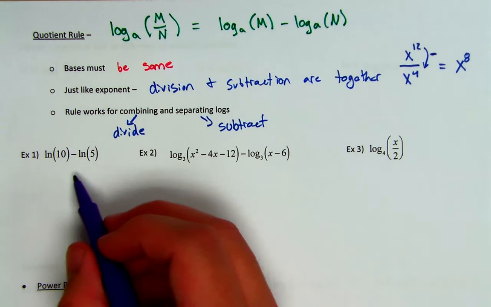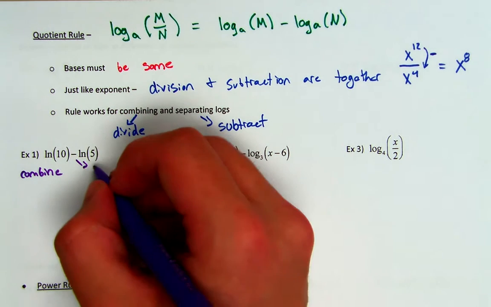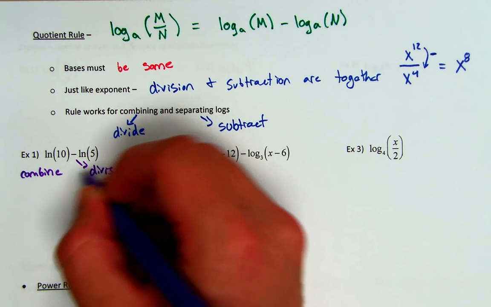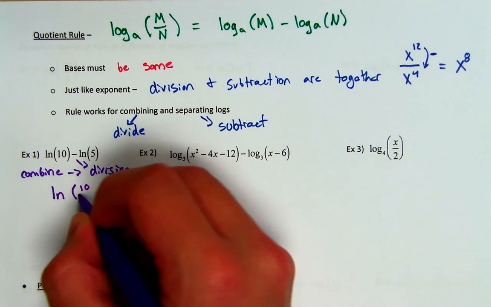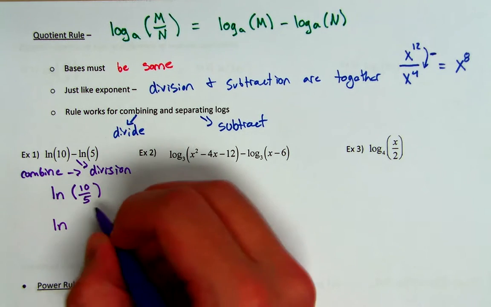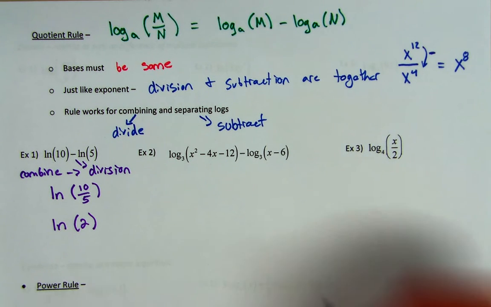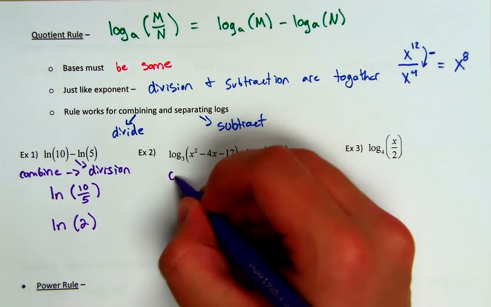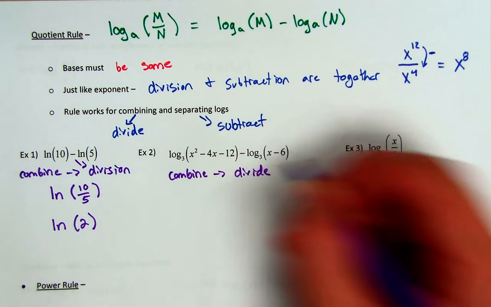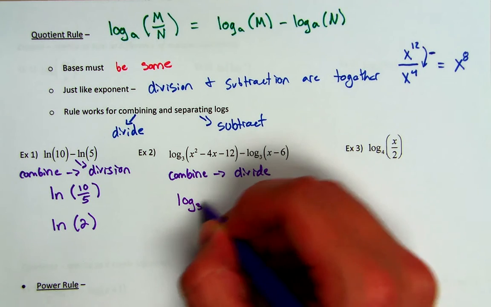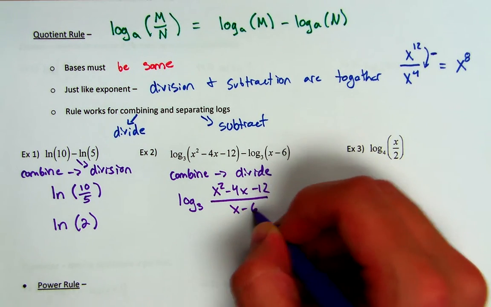So first example, already separated, we want to combine. Subtraction tells me that I need to do division. So combine, go to division. So I need the natural log of 10 divided by 5, which is the natural log of 2. Again, these are separated, so we need to combine. Combine means divide. So I need log base 3 of x squared minus 4x minus 12 divided by x minus 6.